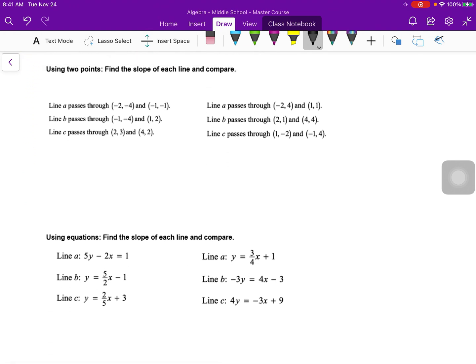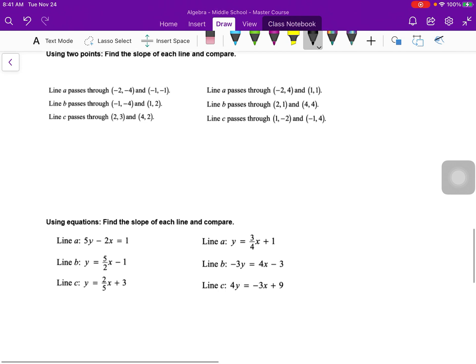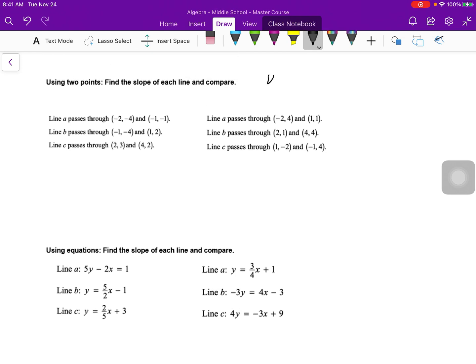Okay, moving on, we're going to take a look at how we use 2 points to find the slope to compare. So you want to think, how do I find the slope when I have 2 points? So remember, this is our slope formula: y sub 2 minus y sub 1 over x sub 2 minus x sub 1. A subtraction sign there. So change in y over change in x. So we're going to find the slope of each of these lines. So I'm going to start with line A.